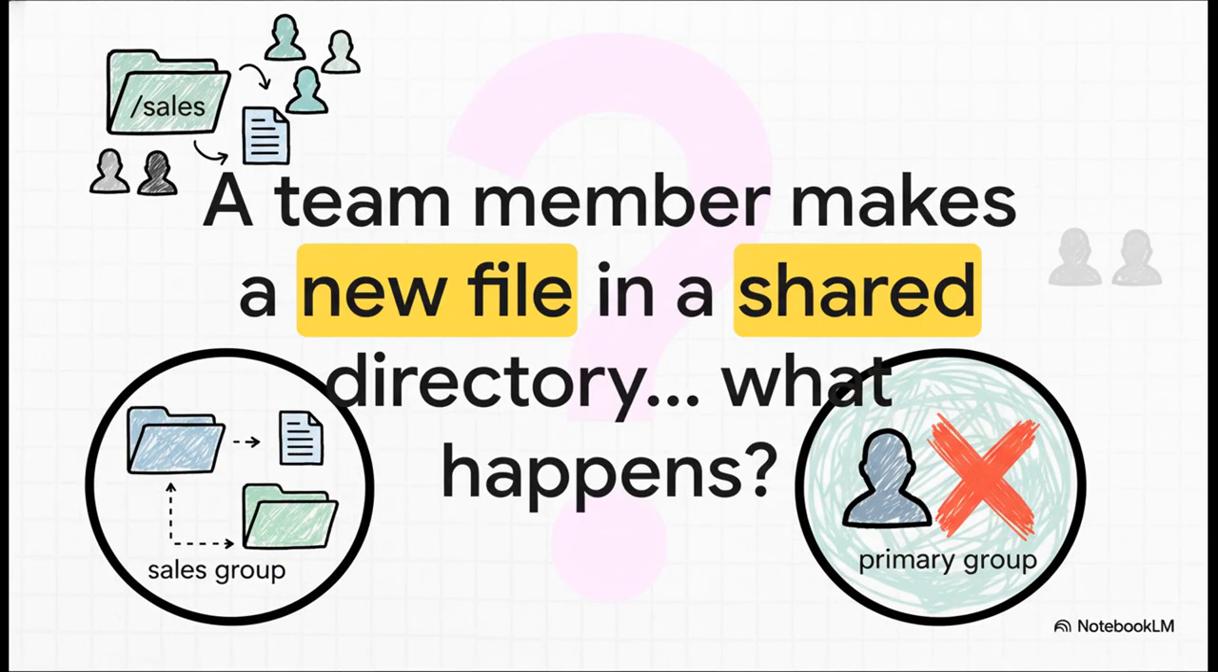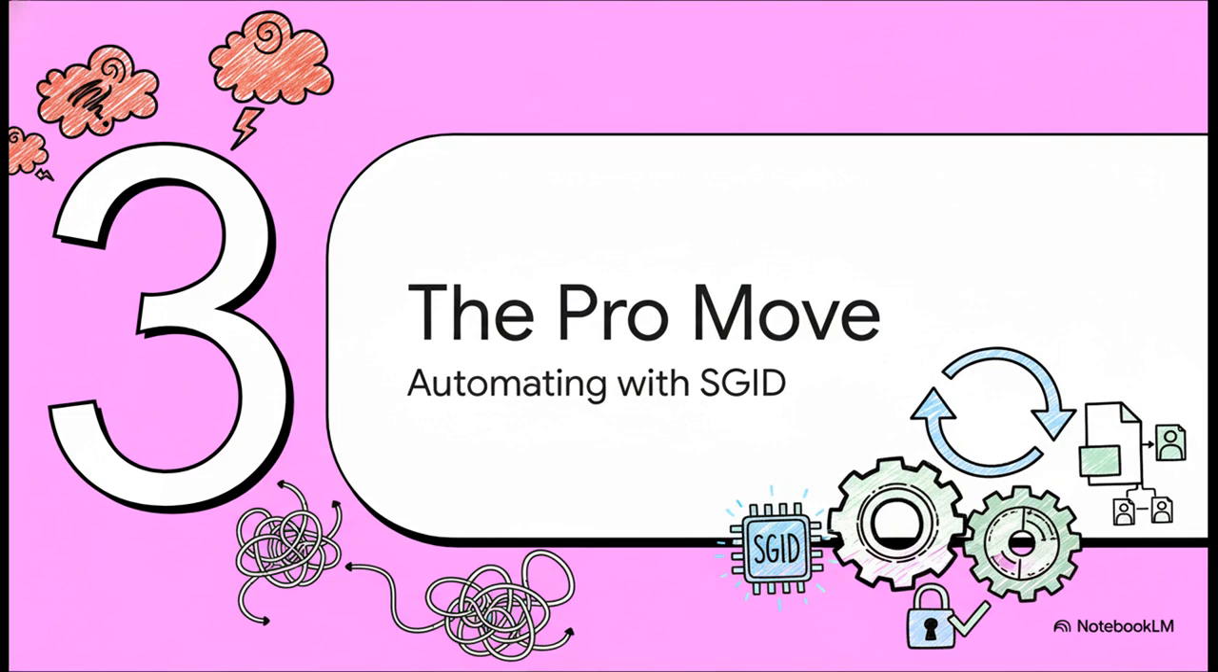All right, so here is the classic collaboration nightmare. You've set up a shared directory for your team, maybe called sales. You've correctly set the group ownership to sales, but then your coworker creates a brand new file inside it. What group do you think that file belongs to? By default, it's going to belong to their primary group, not the sales group of the directory. And just like that, your whole shared folder system falls apart. This is a massive headache, for sure.